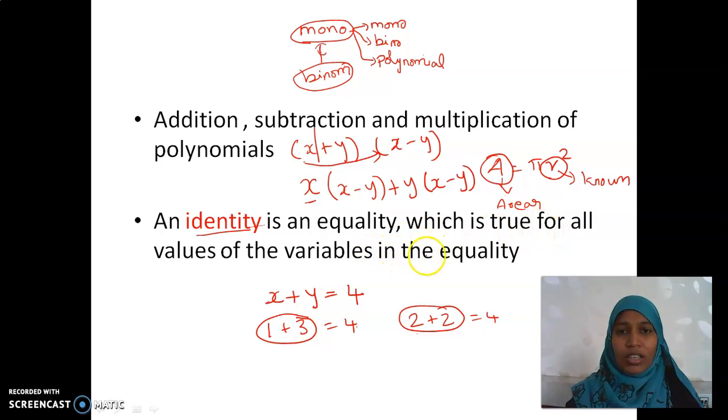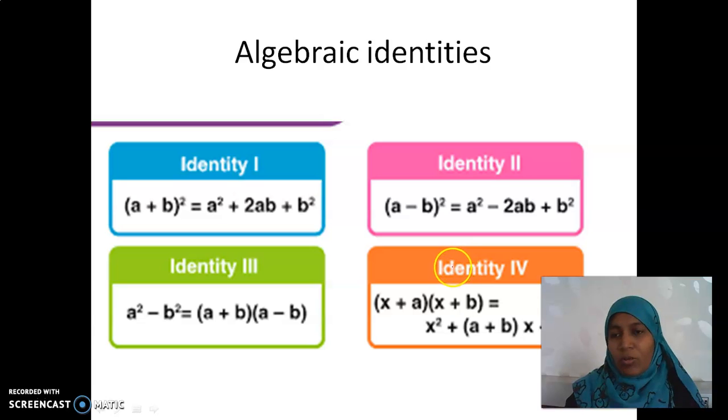It's an equality. Okay children, what are the identities we have learned? (a + b)² = a² + 2ab + b². Come on, you should recall all these things. (a − b)² only changes in this sign. These two are the same. What about this third identity?